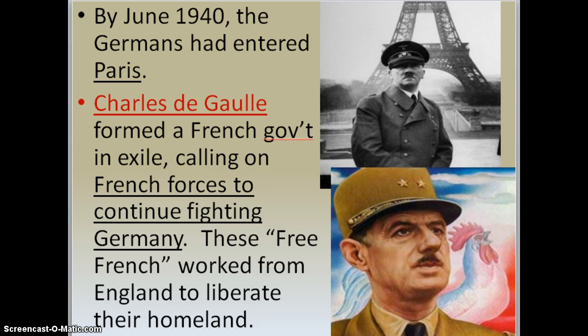Charles de Gaulle formed a French government in exile because Hitler had taken over the whole country, so the government went into hiding. That's exile. He called on all French forces to continue fighting the Germans. These Free French worked from England to liberate their home. This is when France and England worked very hard together to get rid of Hitler.